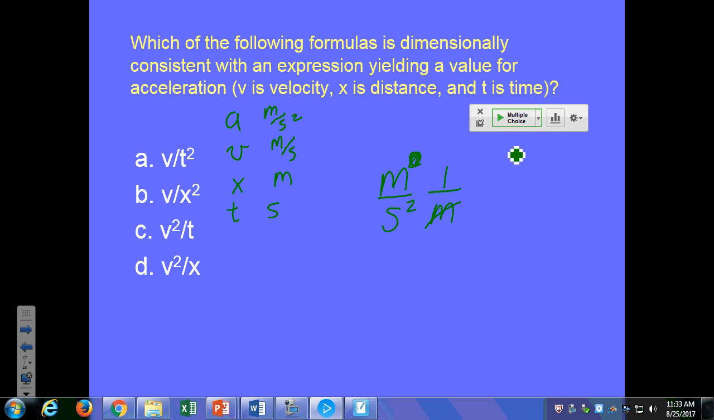These others, I'm left with something else. So like this is meters squared per second squared times 1 over seconds. So it's meters squared per second cubed, not meters per second squared. This is meters per second times 1 over meters squared. So that's 1 over seconds meters, I think. Is that right? This is meters per second times 1 over second squared, so it's meters per second cubed. This is the only one that does meters per second squared.